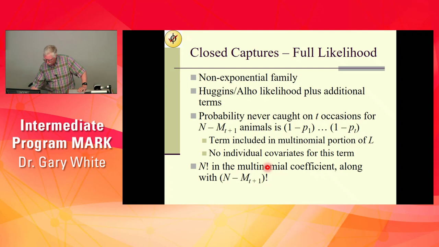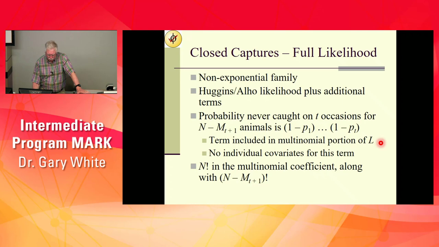So basically, even though the Otis et al. monograph was based strictly on these full N in the likelihood models, we pretty much steered away from those nowadays. There's a very small loss of precision because you've done that, but it's really not important, and the gains from being able to use individual covariates more than offset it.